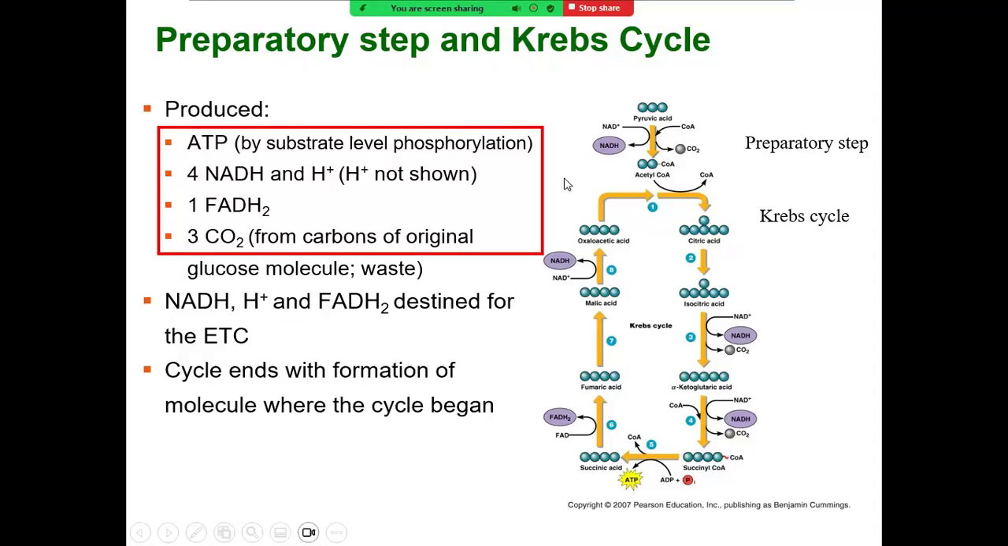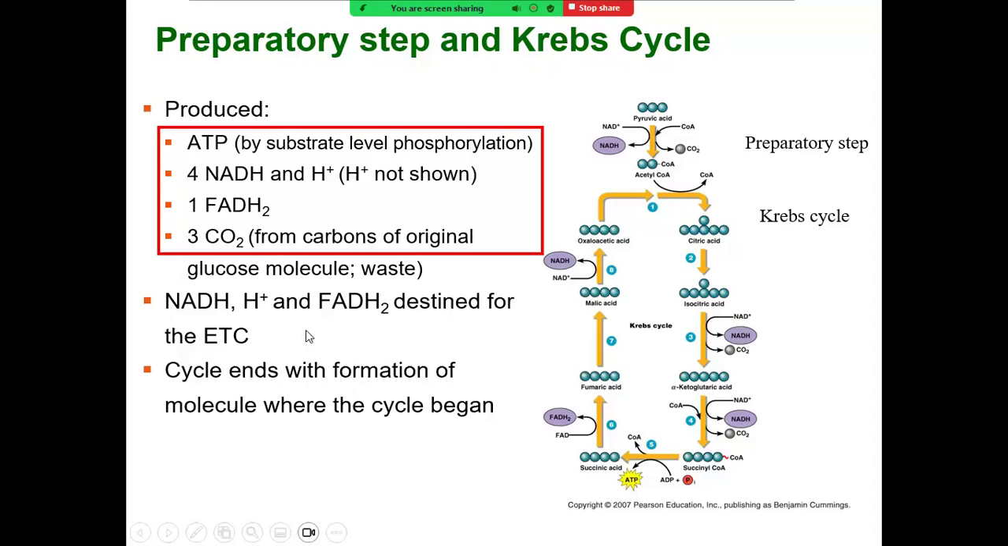And so you must know in the preparatory step in the Krebs cycle, this box shown in red, that you generate 1 ATP, 4 NADH, 1 FADH2, and 3 CO2. However, for glucose, the preparatory step in the Krebs cycle runs 2 times because glucose makes 2 pyruvic acid molecules. So the preparatory step in the Krebs cycle runs 2 times.